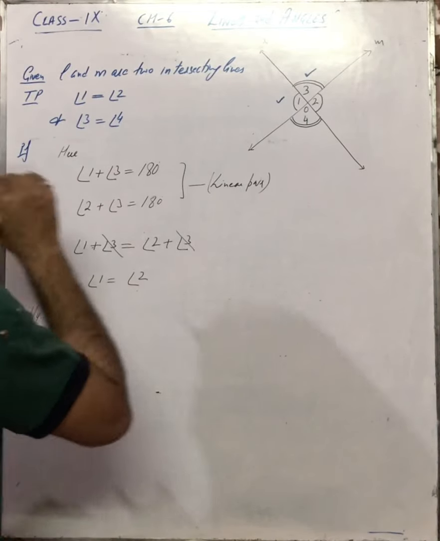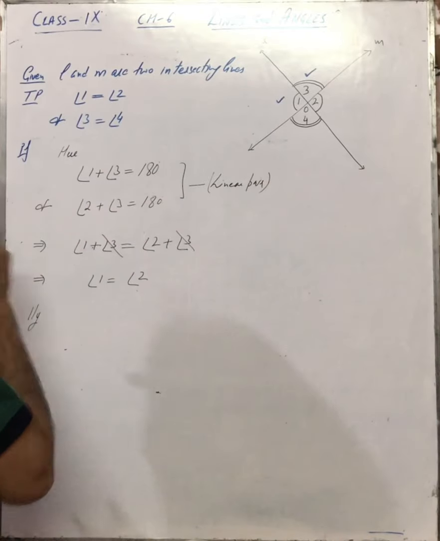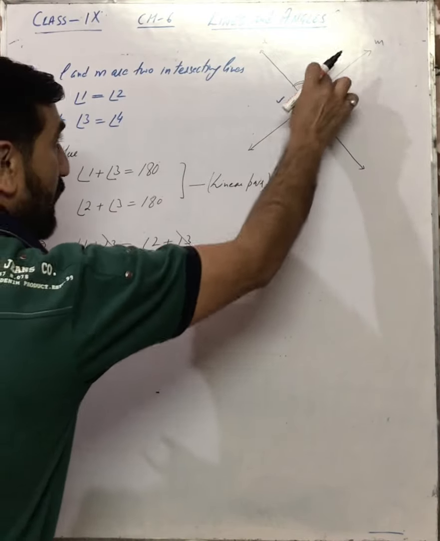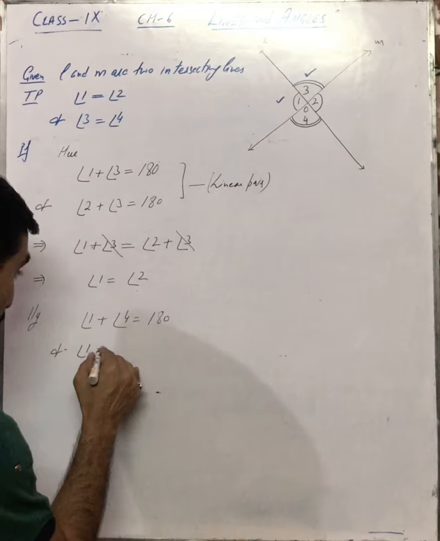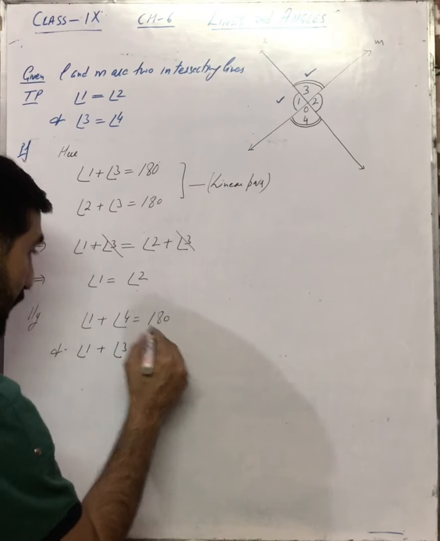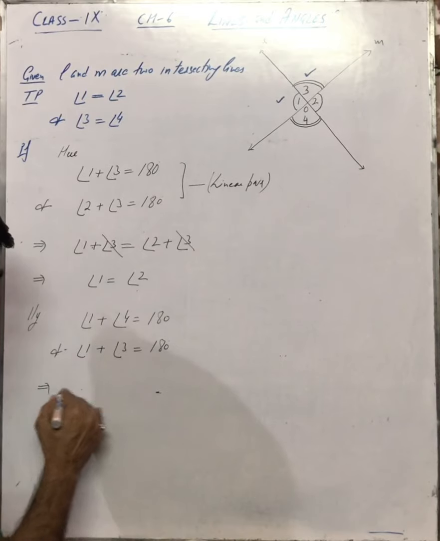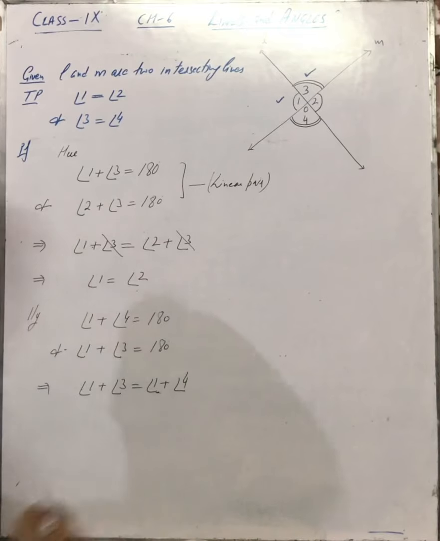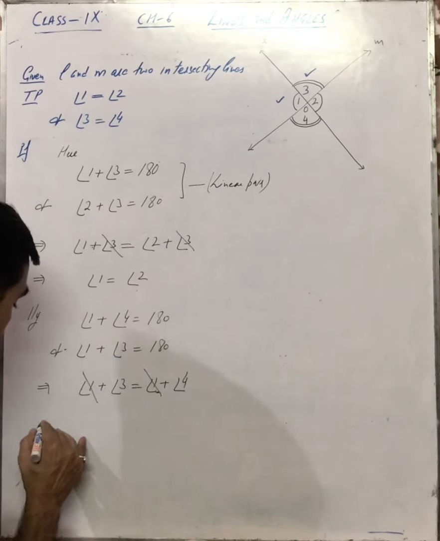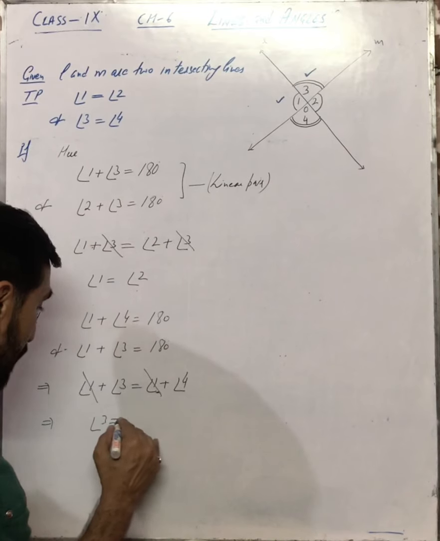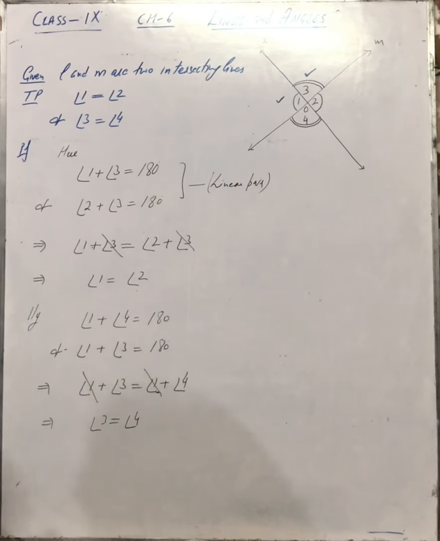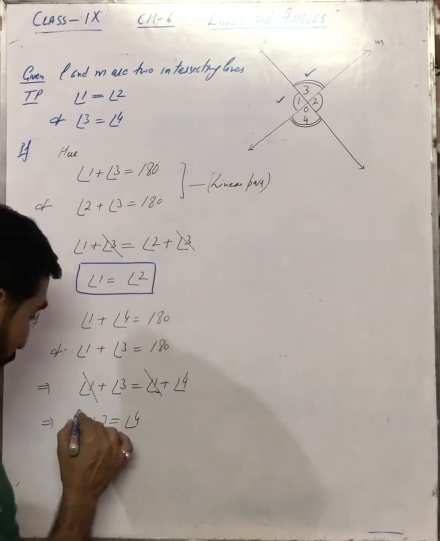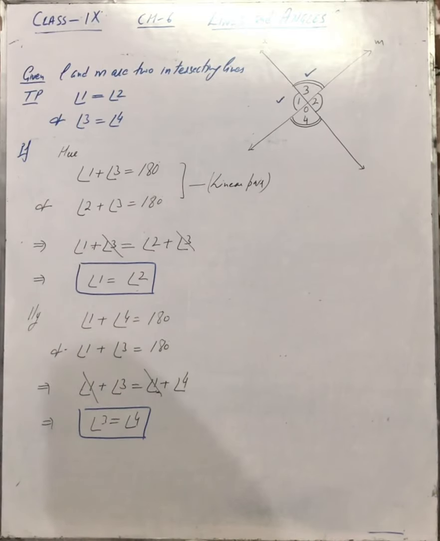Similarly, angle 1 plus angle 4 is equal to 180 degrees. Angle 1 plus angle 3 is equal to 180 degrees. Both again are 180 degrees, which means both will be equal. Angle 1 plus angle 3 is equal to angle 1 plus angle 4. 1 and 1 cancel and you will get angle 3 is equal to angle 4. So observe carefully, we needed to prove that vertically opposite angles are equal. First we proved angle 1 is equal to angle 2, and then we were able to prove that angle 3 is equal to angle 4.